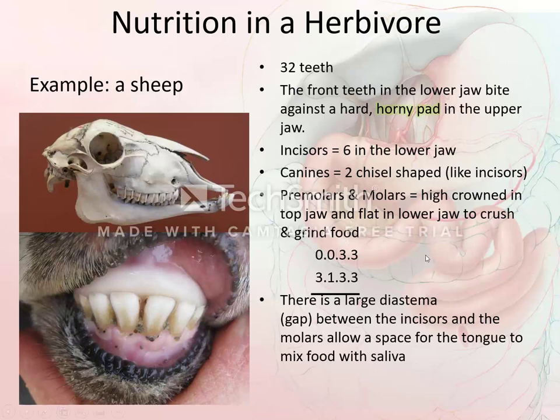Then there is this gap between incisors and molars of herbivores that allows for the tongue to have space to move and mix the food with the saliva. That gap is called a diastema. That is a nice little one-word term right over there. Okay.